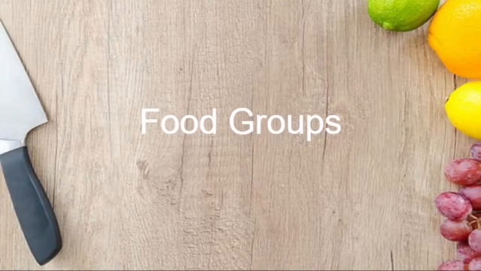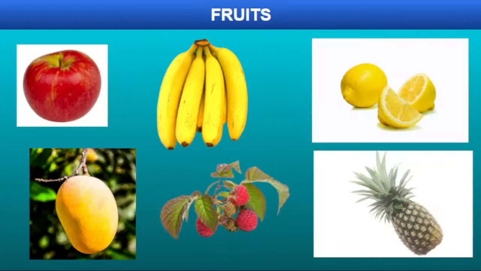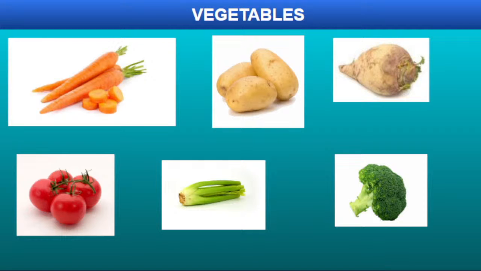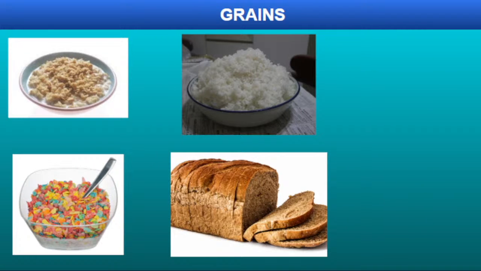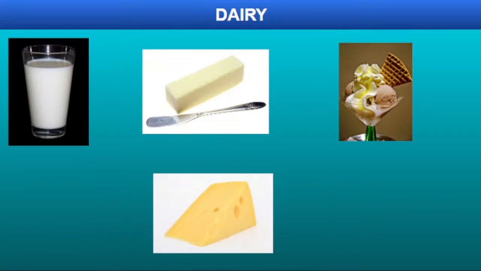Now, our last lesson is about food groups, a review from our old live streams. Now, what we know about the food groups is that the food groups are fruits, vegetables, grains, dairy, and protein. First, fruits. The types of fruits are apples, bananas, lemons, mangoes, raspberries, and pineapples. For vegetables, they are carrots, potatoes, rutabagas, tomatoes, celery, and broccoli. Now, for grains, it's oatmeal, rice, cereal, and bread. For dairy, it's milk, butter, ice cream, and cheese. Now, knowing all these food groups will help you to stay healthy during the day, and give you energy.